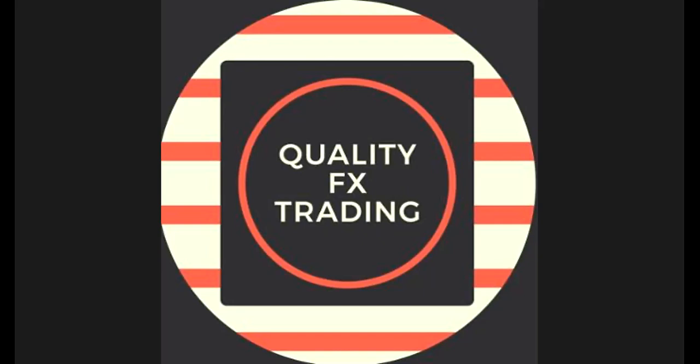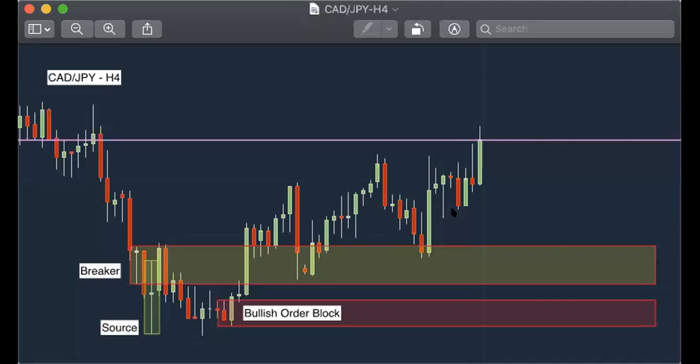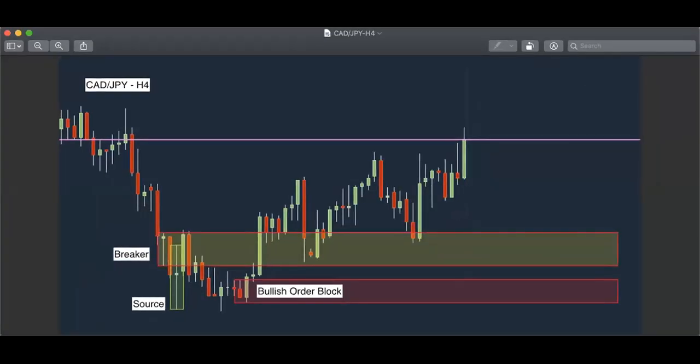Second example, which we have here, in this example, we have CAD JPY in the 4-hour chart. So we can see the order flow is to the downside, price is pushing down.